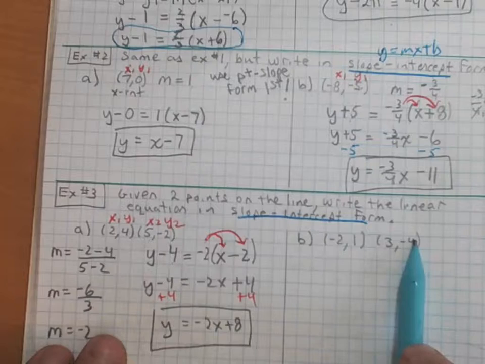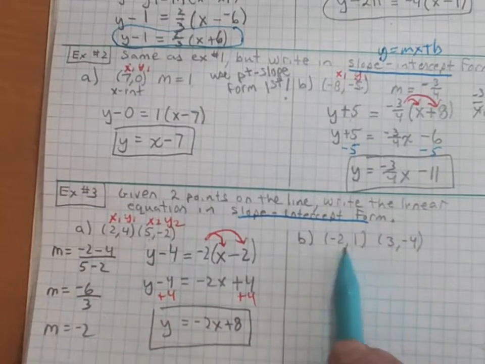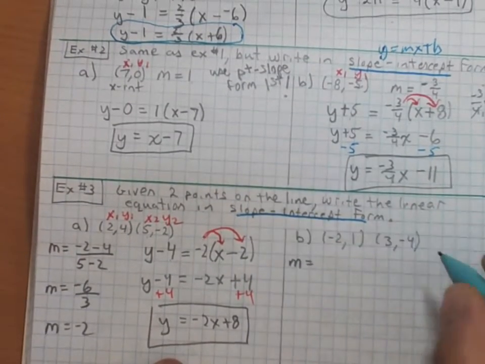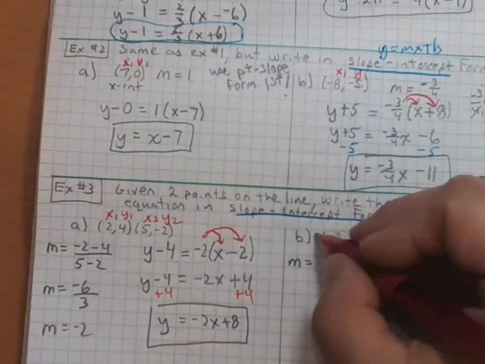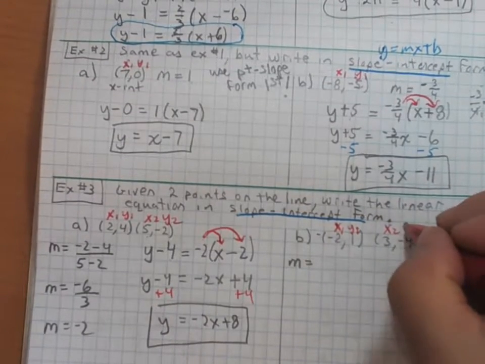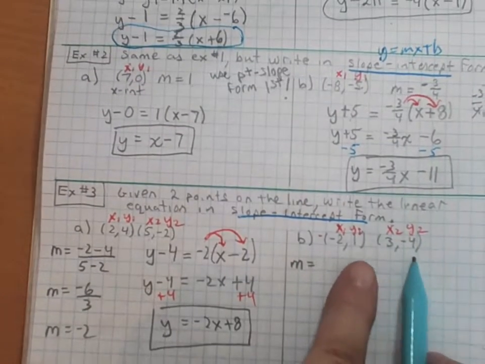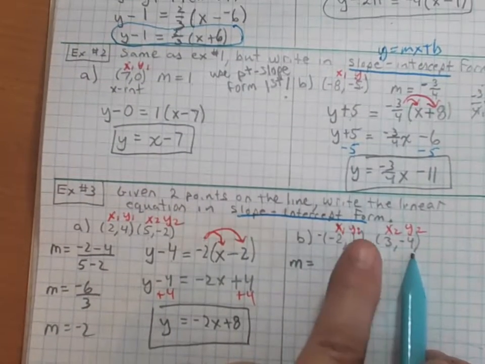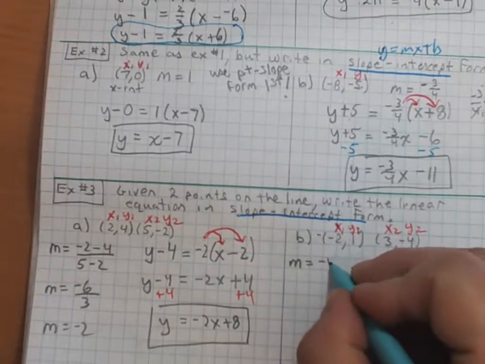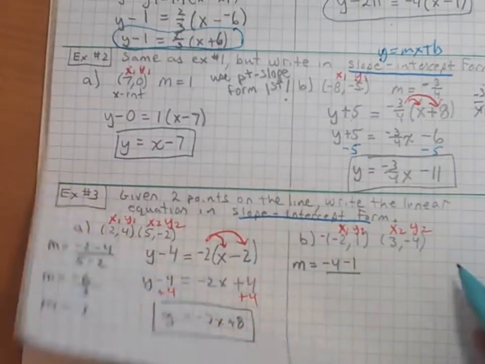Okay, 2 points. I need a slope. You always need a slope if you're writing equations. So we're going to have to do that slope formula first. So m. So how about labeling? x1, y1, x2, y2. Okay. Subtract the y's first. y2 minus y1. Subtract the x's.